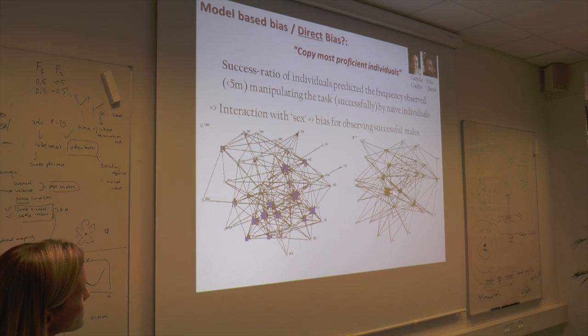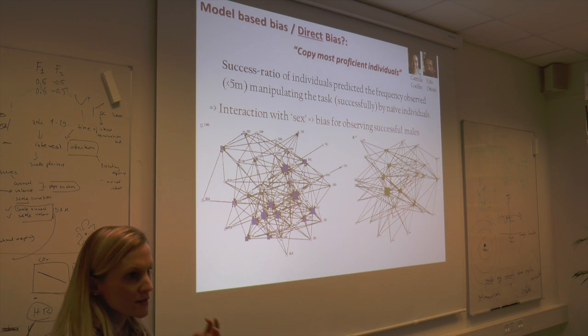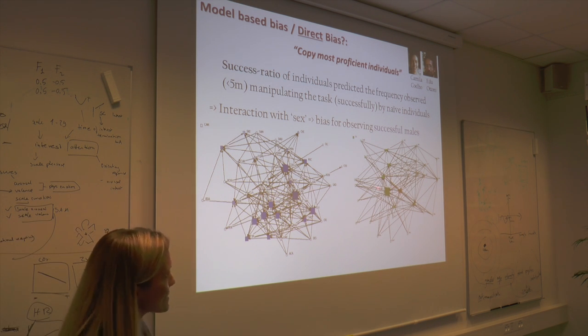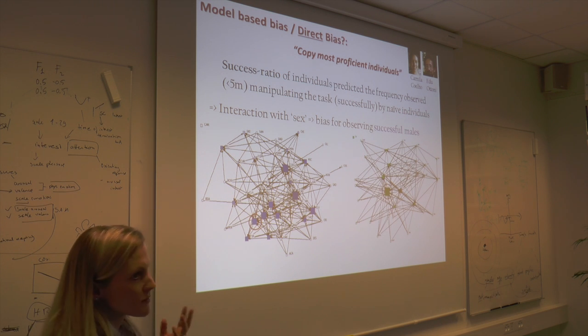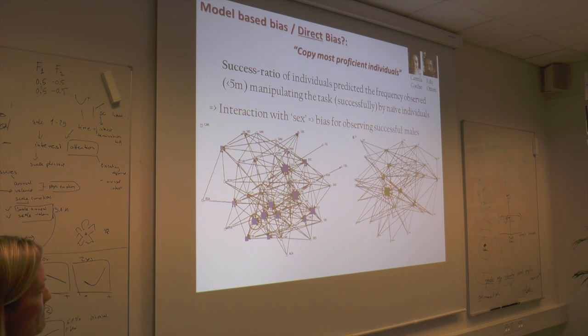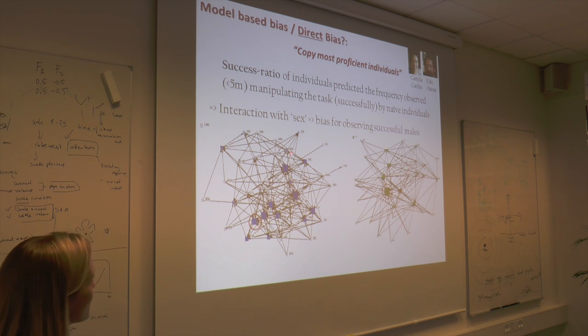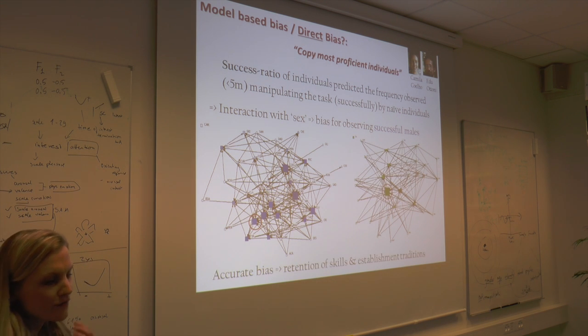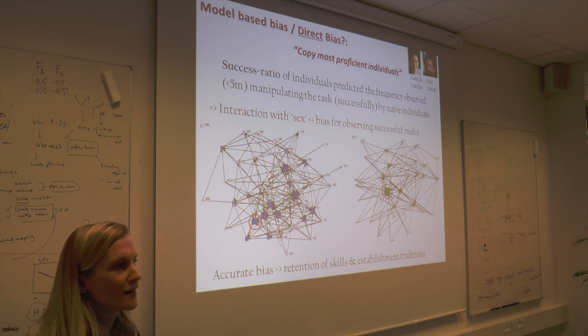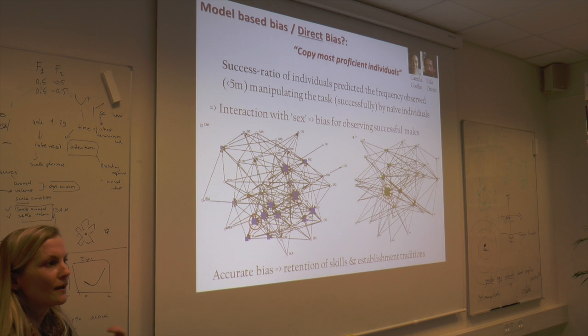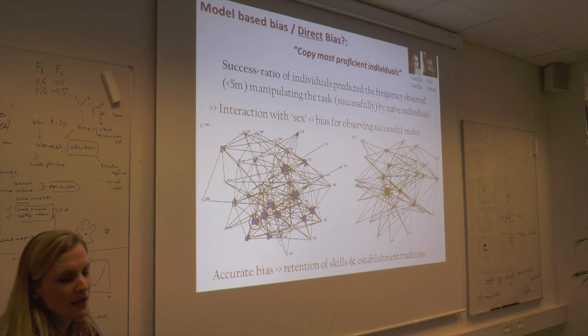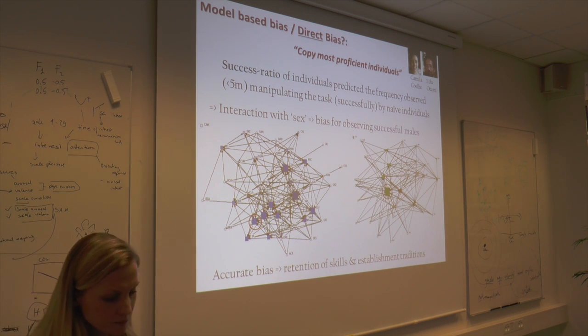So large squares imply you're observed a lot, and the depth of the colour implies how successful you were. So dark, big squares are the successful individuals who are observed a lot. And these are the dominant males in the group, but it's not just driven by dominance. You can see that there are other large squares around. So if indeed this is copying the most proficient individuals, then that's the most accurate bias there is, really. So this is going to be really good at retaining skills in the population and allowing traditions to establish.